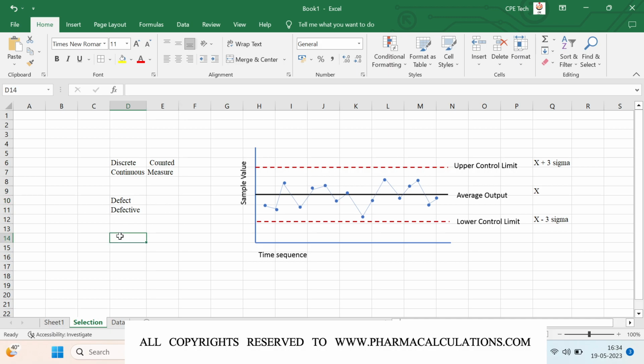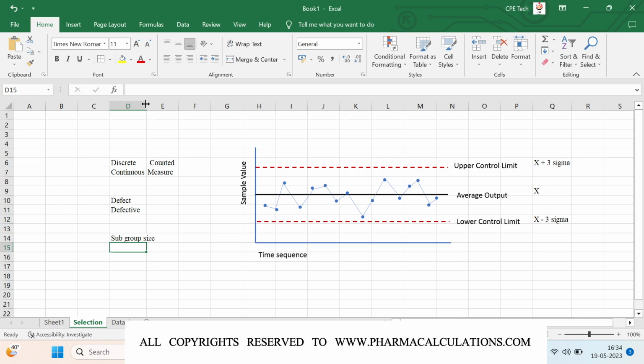And the next one is we want to discuss the subgroup size. Why I'm mentioning this? Because during the classification of control charts, you should be knowing all these things before going to the classification. Subgroup size is the number of data points that we collect from a single unit that is being manufactured. Let's take an example.